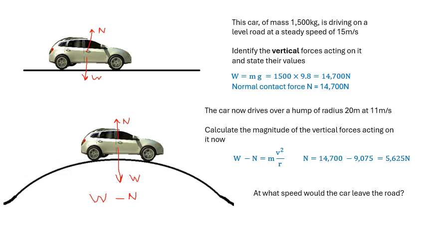At what speed would the car leave the road? Have a go at that yourself. At what speed would the car leave the road? It would be when N equals 0, so 14 meters per second. Basically what happens is that the car goes into orbit, flies off the road.